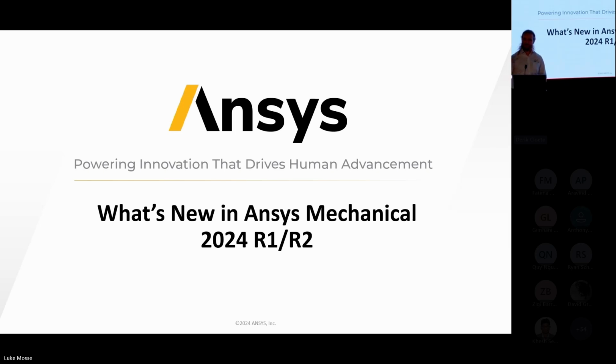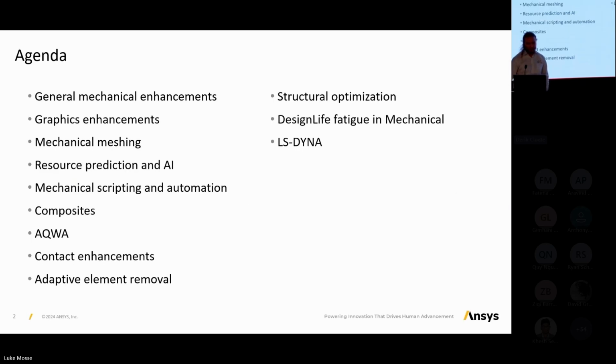I've tried to select stuff that will be relevant to most people, as well as having juicy things that might spark some ideas or inspiration, or give you ideas for other things to do. So these are some of the topics I'll be covering. General mechanical enhancements, so lots of UI stuff, graphics enhancements, mechanical meshing, a lot of changes in meshing, making life easier, getting better meshes, and getting the job done faster.